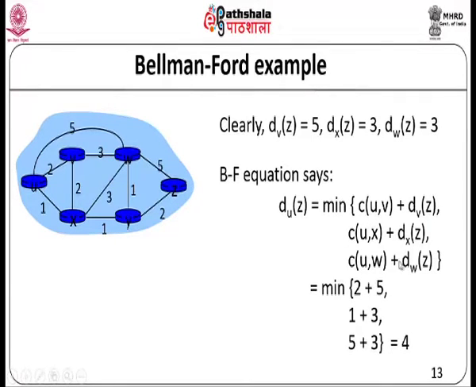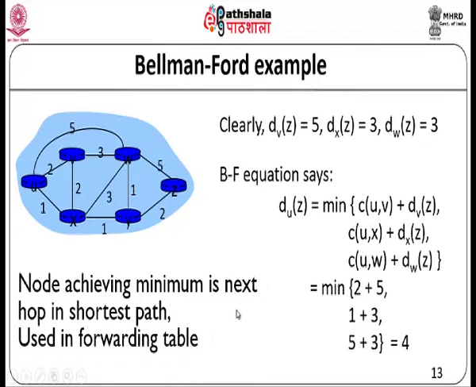So, what will be the cost? U to v is 2 plus cost of v to z is 5, so 2 plus 5. The next one is 1 plus 3, and u to w plus wz is 5 plus 3. So, the minimum of these: 2 plus 5 is 7, 1 plus 3 is 4, and 5 plus 3 is 8. So, the minimum is 4. This will be the least cost that we have. The path that we should be taking will be through x, that is, u to x and x to z. The node which is achieving this minimum will be chosen as the next hop in the shortest path, and that is what will be used in the forwarding table. So, this is the basis of our distance vector routing algorithm.